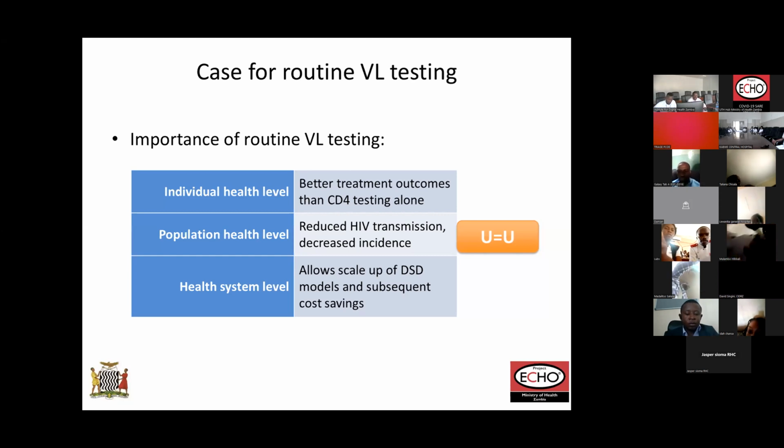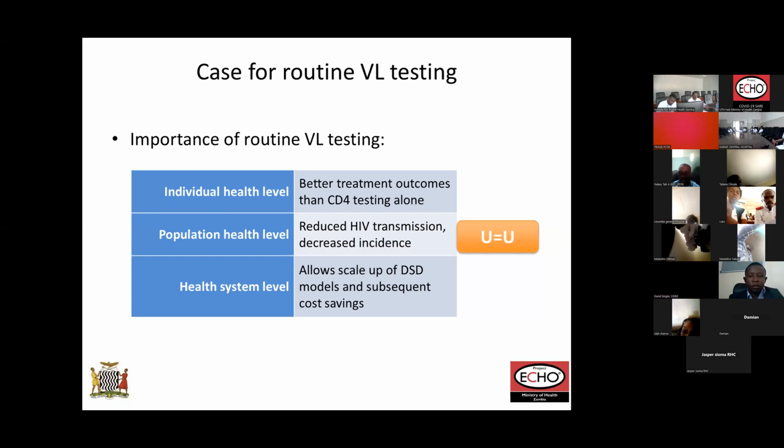Someone would have already started failing virologically. So using viral load gives us an opportunity to pick the failure early enough. At population level, there is reduced HIV transmission, because once we see an unsuppressed viral load, we act on it. And then health system level allows scale up of DSD models and subsequent cost savings, both on the recipient of care and on the health system, because when someone is on DSD, there are less frequent visits to the facility.